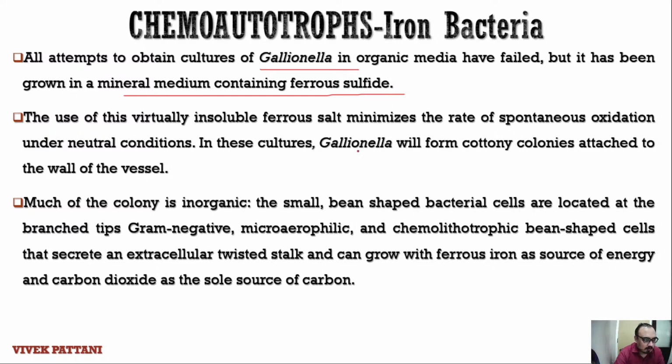So now again discussing Gallionella. Much of the colony is inorganic, with small bean-shaped bacterial cells located at the branch tips, which are gram-negative, microaerophilic, chemolithotrophic, and can secrete twisted stalk-like structures.